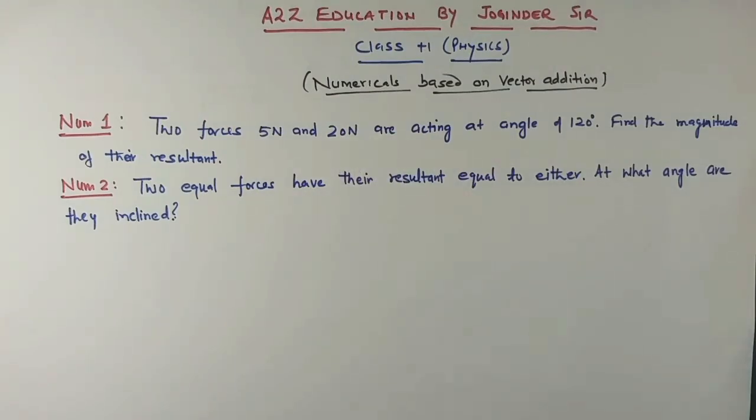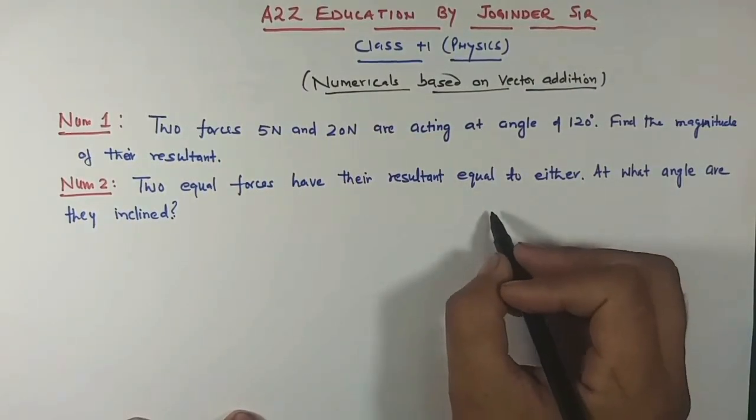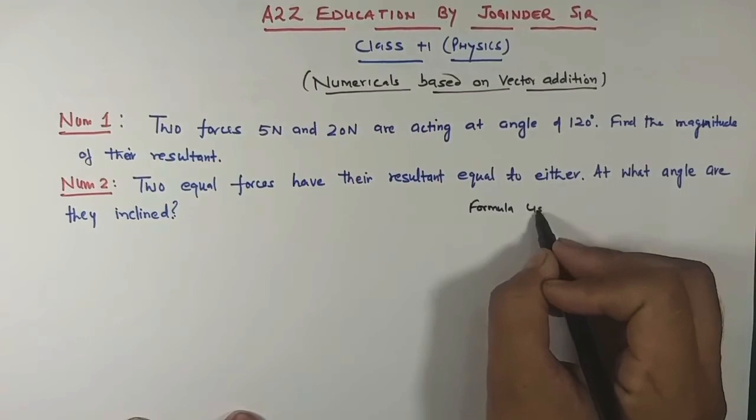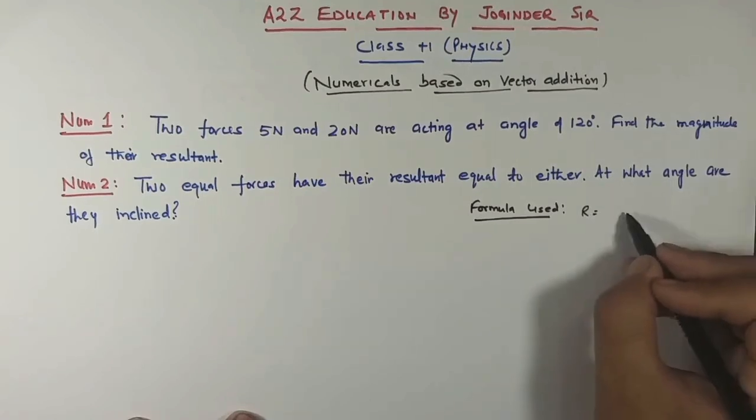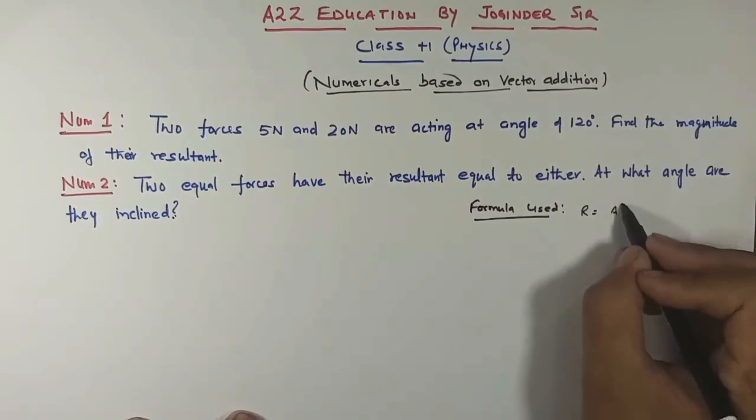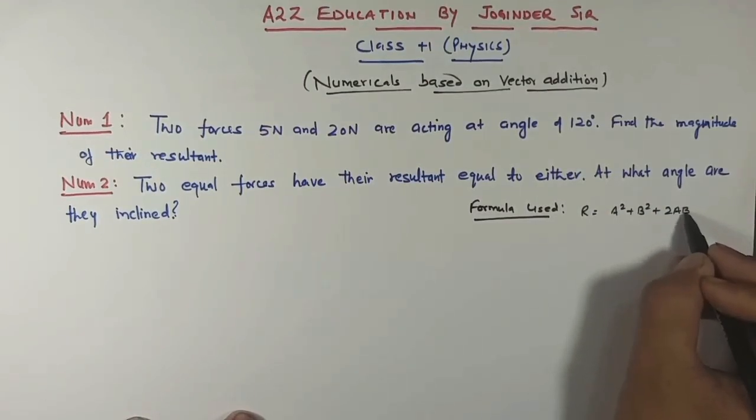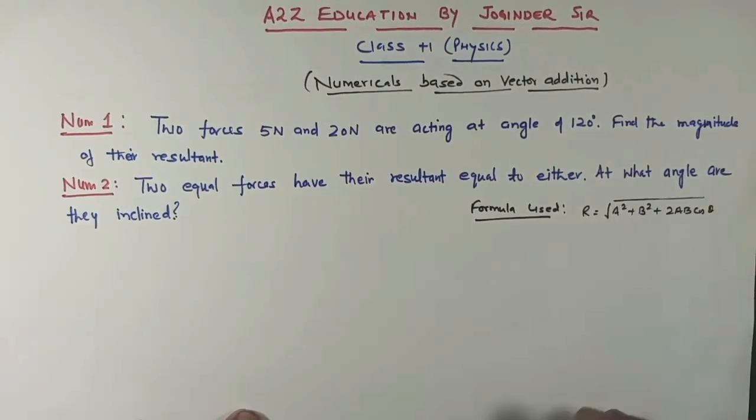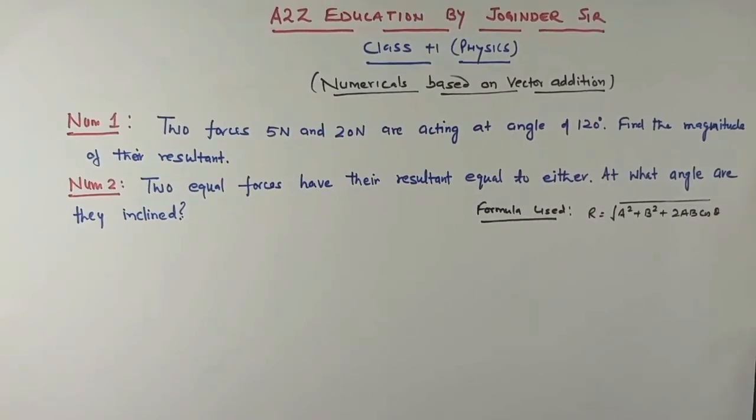As we know, the formula used for the resultant in case of vector addition is R equal to square root of A square plus B square plus 2AB cos of angle theta. That is the formula for the resultant, right? So we will use this formula to solve two numericals.